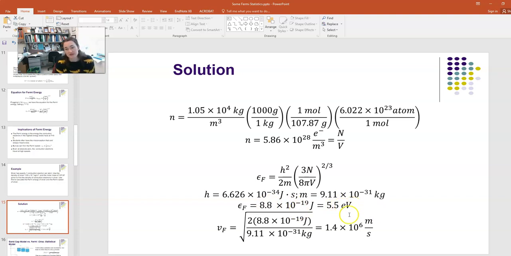Now that we have the Fermi energy, we can use that to find the Fermi speed. You set the Fermi energy equal to 1/2 m v_Fermi squared, so you can find the Fermi speed by taking the square root of 2 times the Fermi energy divided by the mass. Doing that here, I see that the Fermi speed of silver is 1.4 times 10 to the 6th meters per second. So that's not slow. That's like 0.3% of the speed of light. So it's going pretty fast, even at very low temperatures.